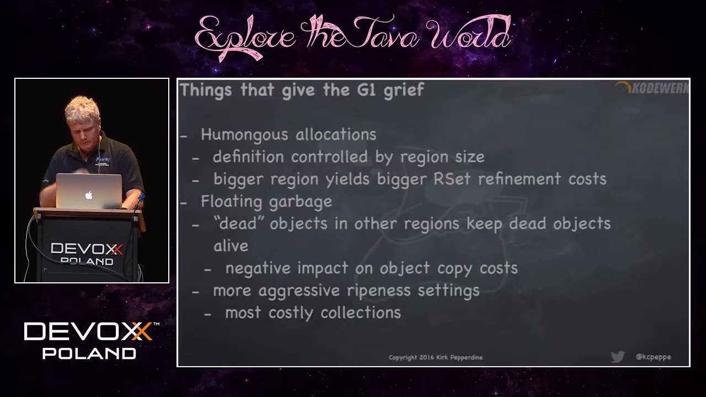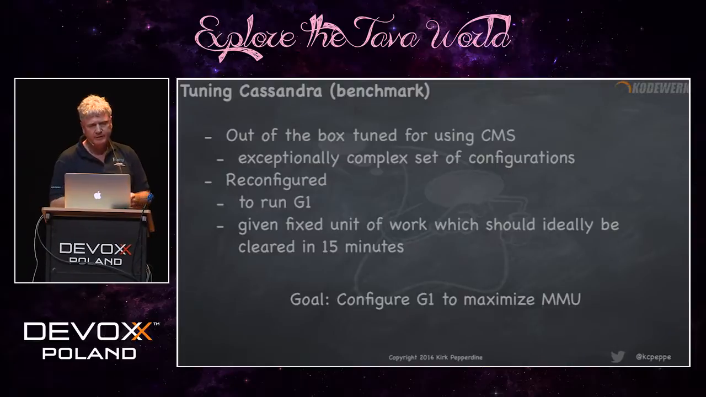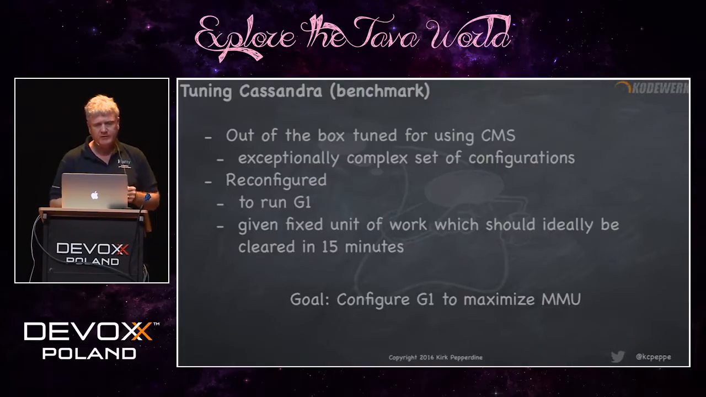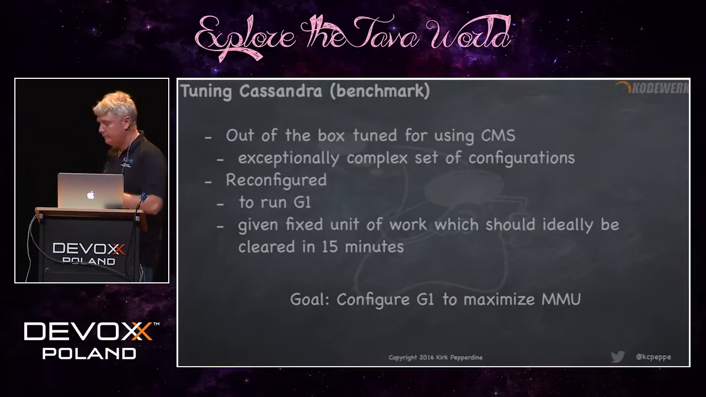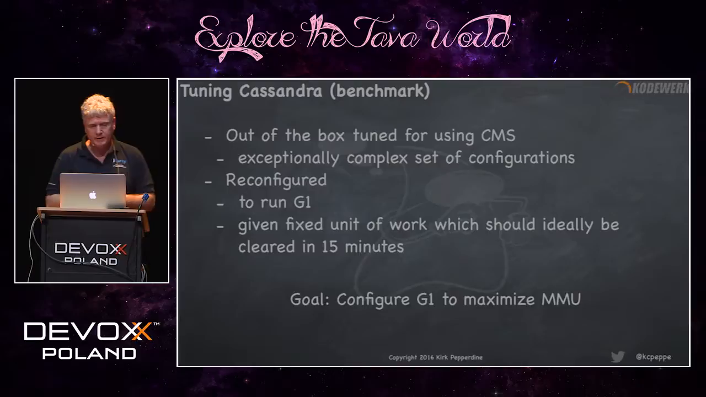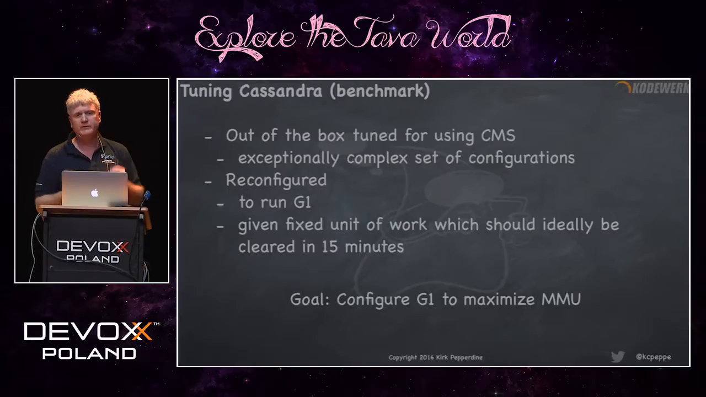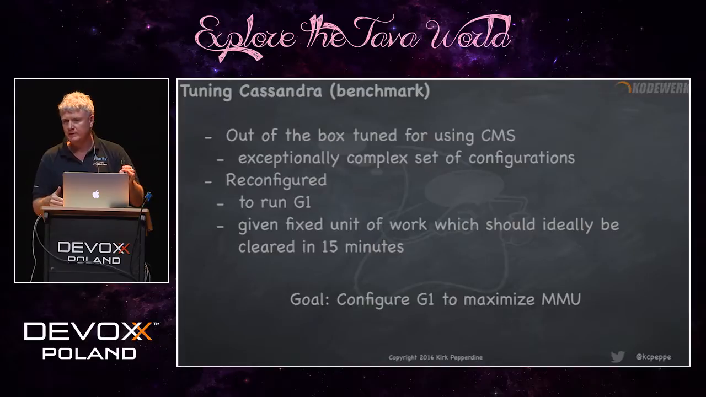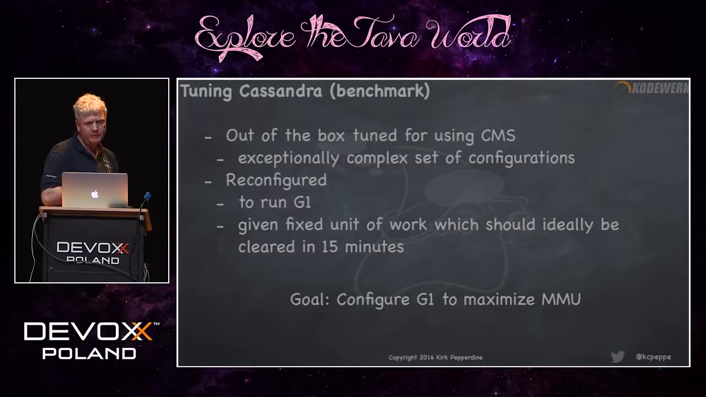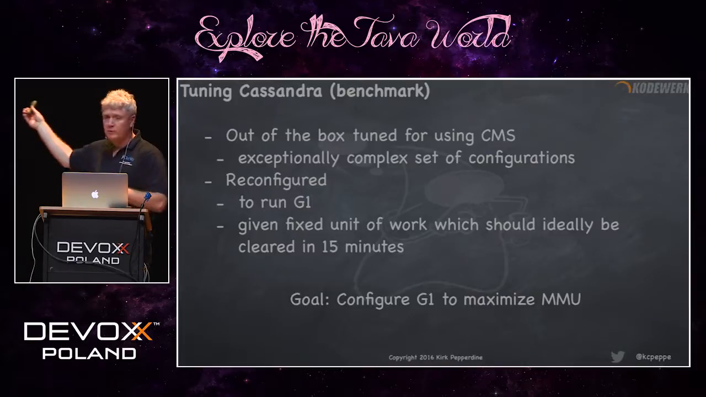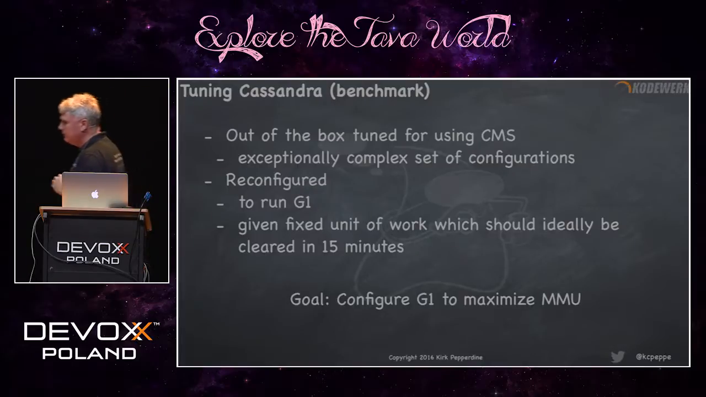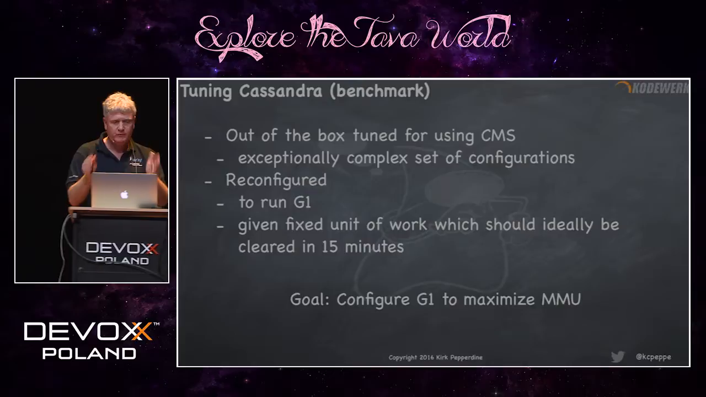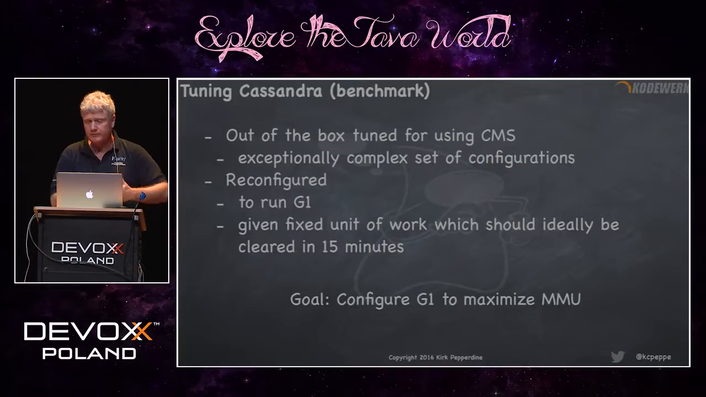So with that in mind, we took a look at Cassandra. And we said, okay, so out of the box, the Cassandra benchmark is tuned to use CMS. And I said, okay, well, let's take a look with G1 and see what we can do. So I gave it a fixed unit of work, completely saturated the CPU. Not the way you should run a benchmark normally, okay? In this case, what it allowed me to do was measure G1 overhead relative to CMS. So if this thing is running at 100% CPU, and I'm giving it a fixed workload, then what's going to take away from the throughput is going to be the overhead of the garbage collector.